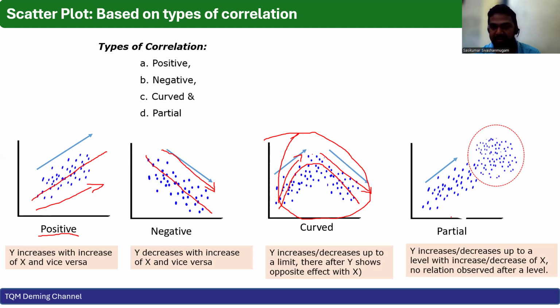The partial correlation. In partial correlation, we are plotting the data, but actually 80% or 60% of the data shows correlation, and the remaining 20 or 30% shows no correlation, far away from the group of data. It is called partial correlation.